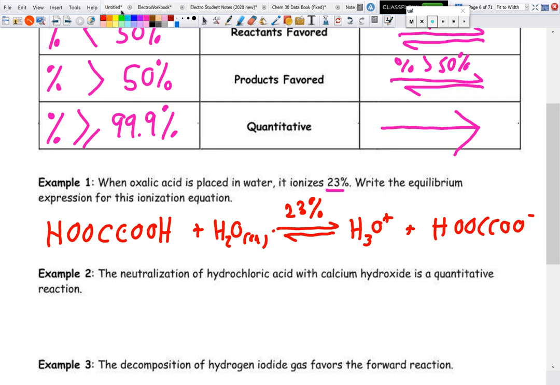You can also write this as a simple ionization with the Arrhenius theory, where you just have oxalic acid, without the reaction with water, and it just produces H plus, and then the same thing, HOOCCOO minus.